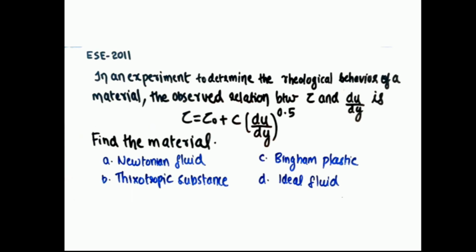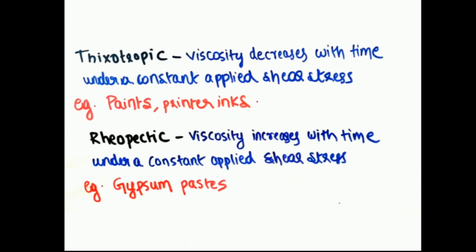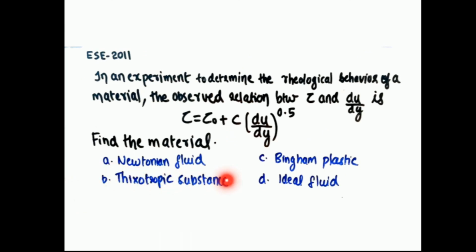Let's check the equation of the Bingham plastic. Tau is equal to tau 0 plus c into du by dy. That condition is satisfied. But there is another condition given as 0.5, which means the slope is varying. A power of 0.5 means the index is less than 1, which is n is less than 1. If n is greater than 1, we can write this as rheopectic, which means the correct answer is thixotropic substance.